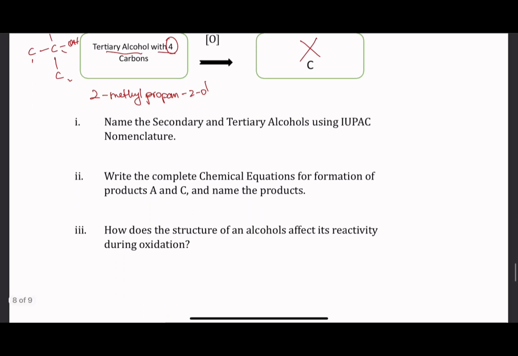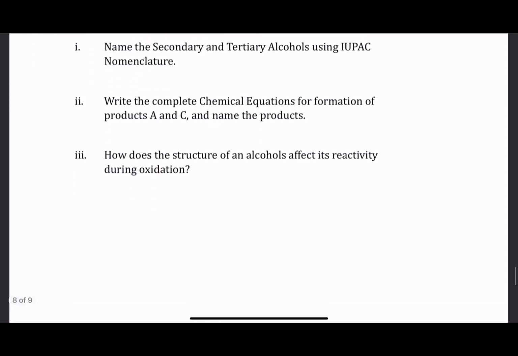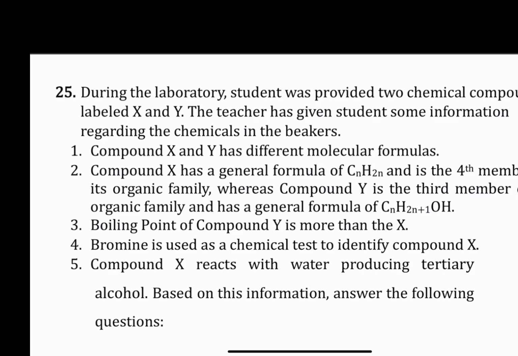How does the structure of alcohol affect its reactivity during oxidation? Now you need to explain that. So primary gives you aldehyde. Secondary gives you ketone. And tertiary gives you nothing. So in the last question, you can read this for yourself. Pause the video and read it.